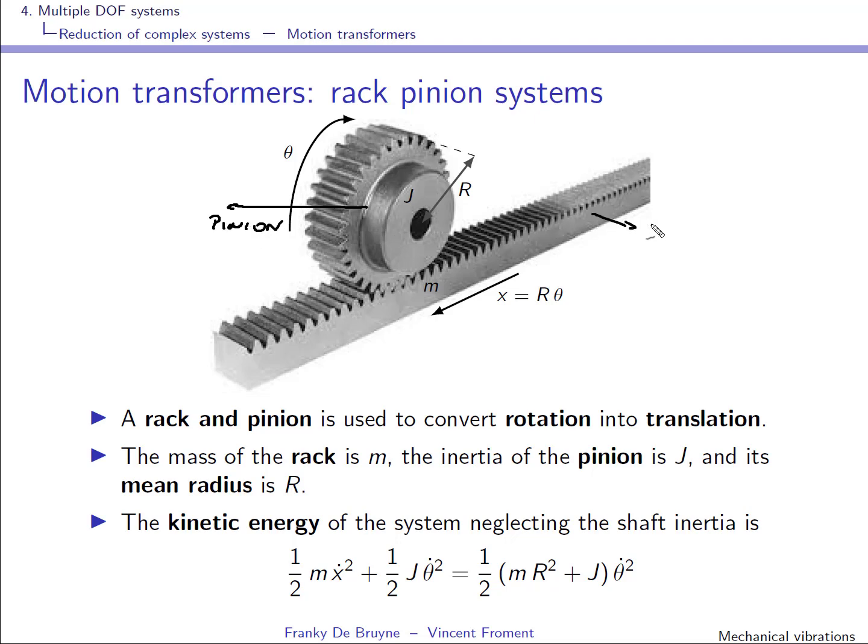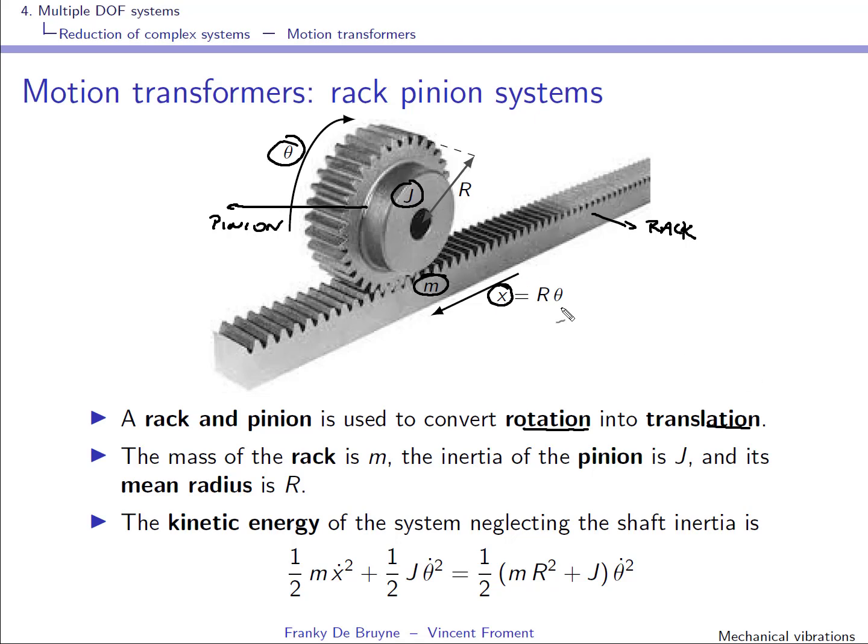And this is the rack. Okay, so the idea is to transform a rotation here into translation that you see over here in the variable. It is characterized by the variable x. Okay, the mass of the rack here is m. The pinion has a moment of inertia J, and its mean radius is r.